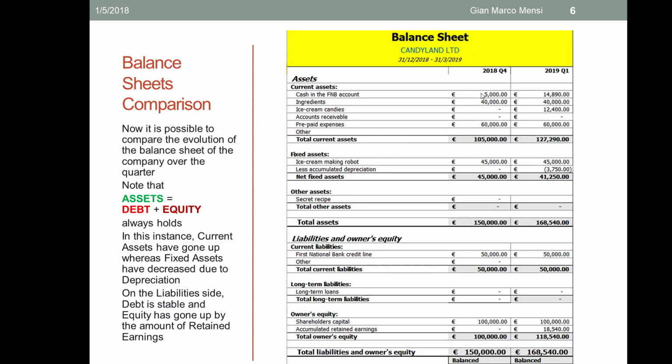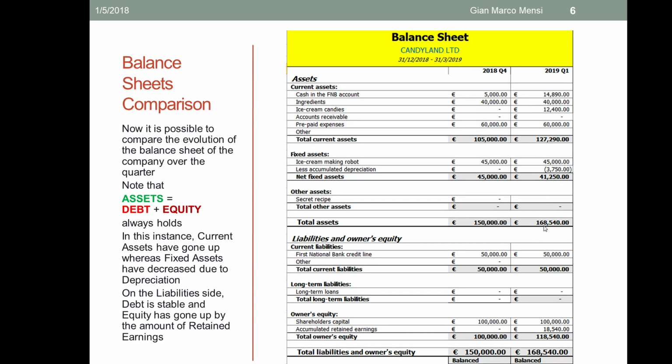Let's have a look at the balance sheet of Candyland at the end of 2018 and at the end of the first quarter of 2019. This is a direct comparison of the same company, with the same balance sheet, that has evolved during a 3-month period. First of all, total assets at the end of 2018 were 150,000 euros, and total liabilities were also 150,000 euros. So it was balanced.